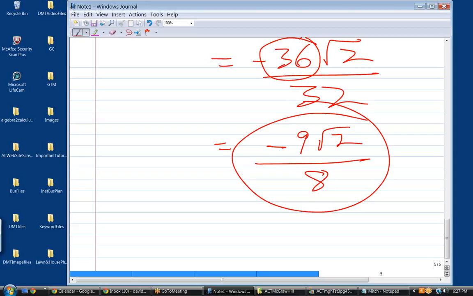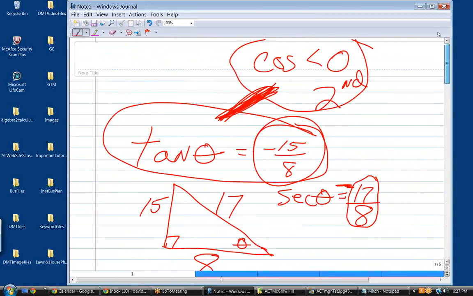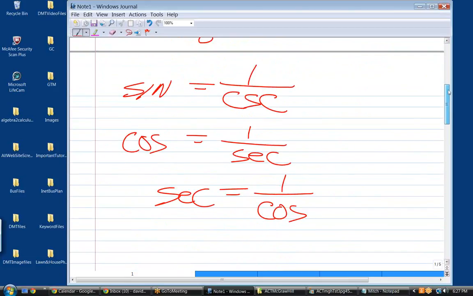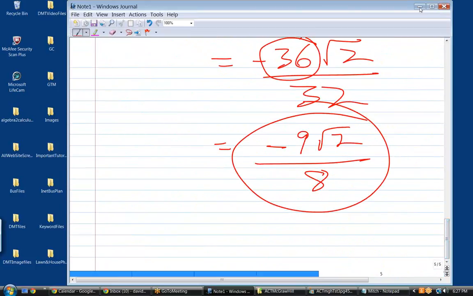Okay, so it's the same process. All three problems we did can be done exactly the same way, and they were all cofunction questions. That must be the order of the day, huh? Is cofunctions? Yeah. All right.